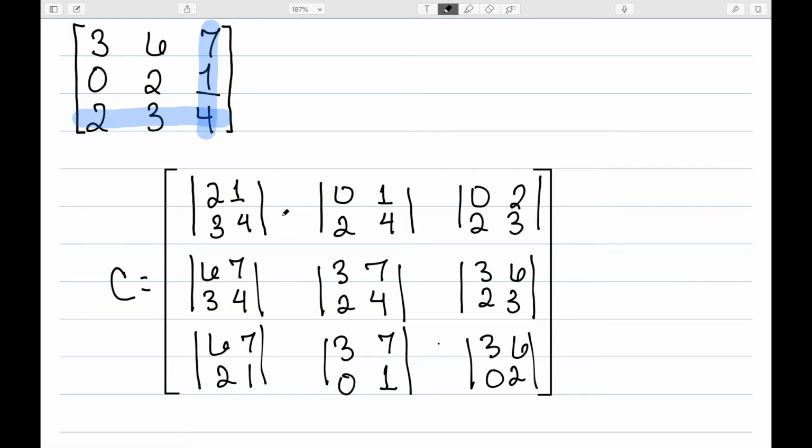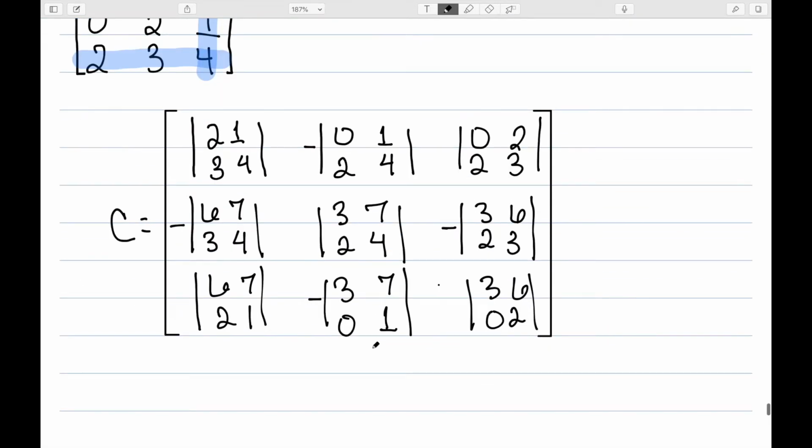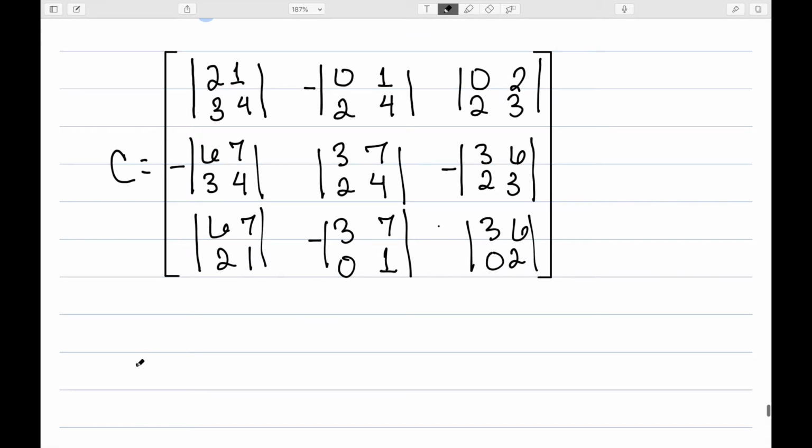Now that we have those, we have to remember the cofactor also had a -1 to the i plus j term. And that was our checkerboard pattern. This first one's positive, this is negative, positive, negative, positive, negative, positive, negative, and positive. So we do have to account for that as well. And now that I have that, I can start simplifying this matrix here.